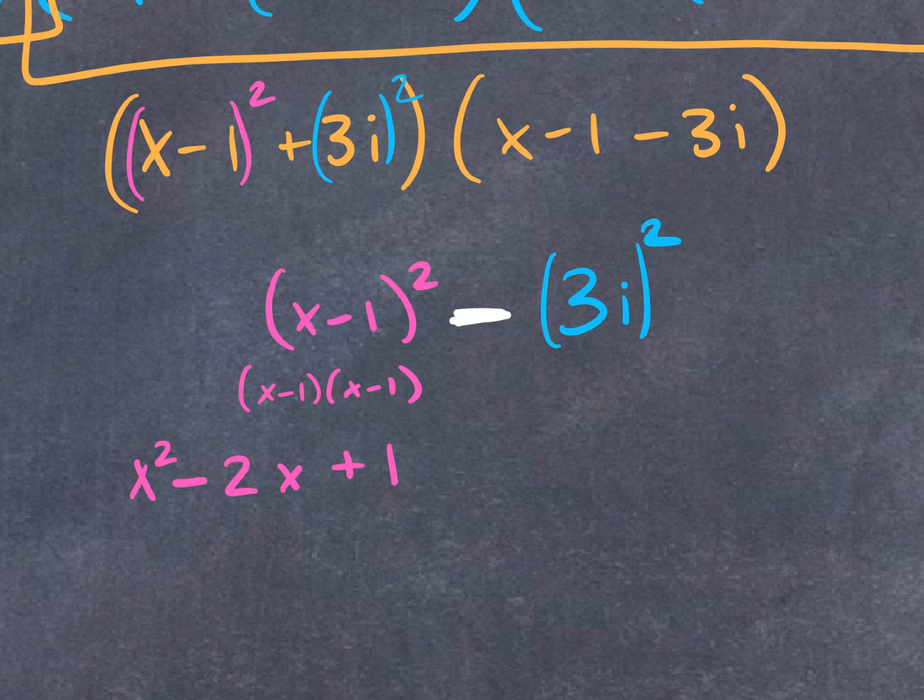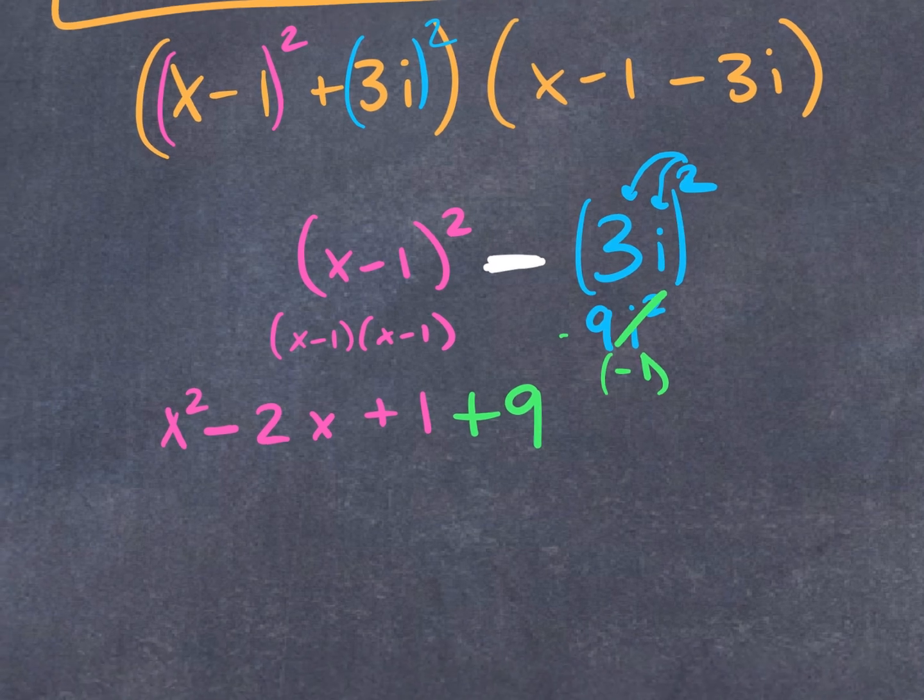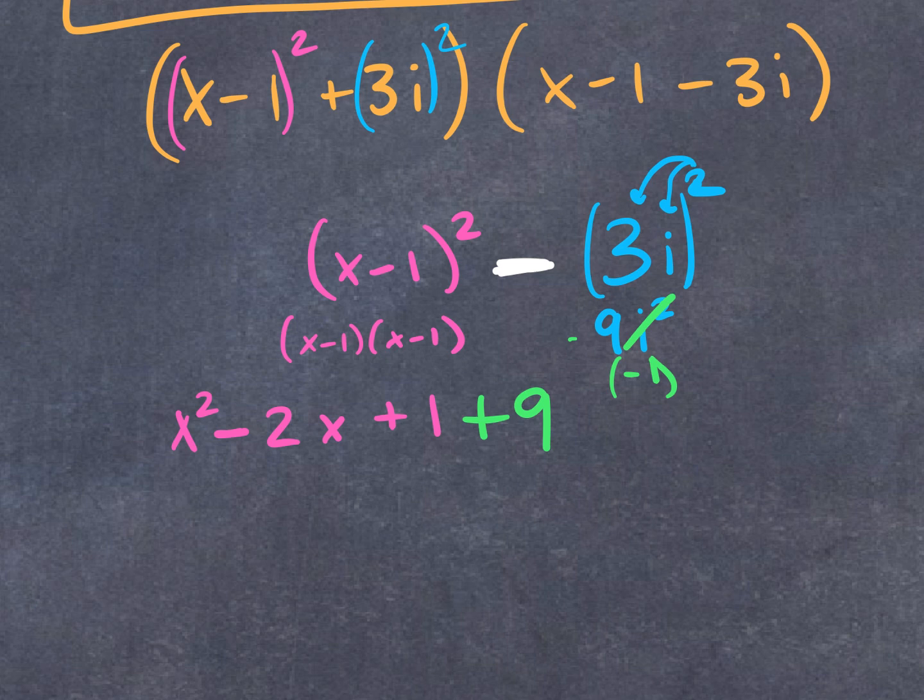Now we have the 3i squared. That squared gets distributed to the 3 and the i. So what's 3 squared? 9. And i squared. So i squared turns into negative 1. So what would this turn into? It would turn into a plus 9. Because it'd be negative 9 times negative 1. So positive 9. What should I do next? Combine like terms. So x squared minus 2x plus 10.